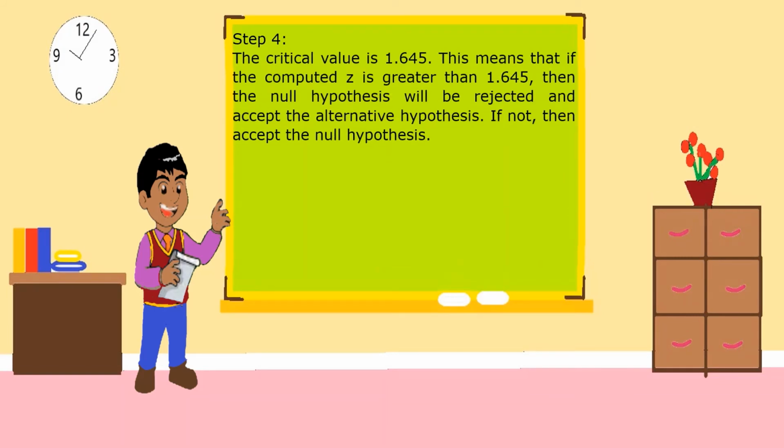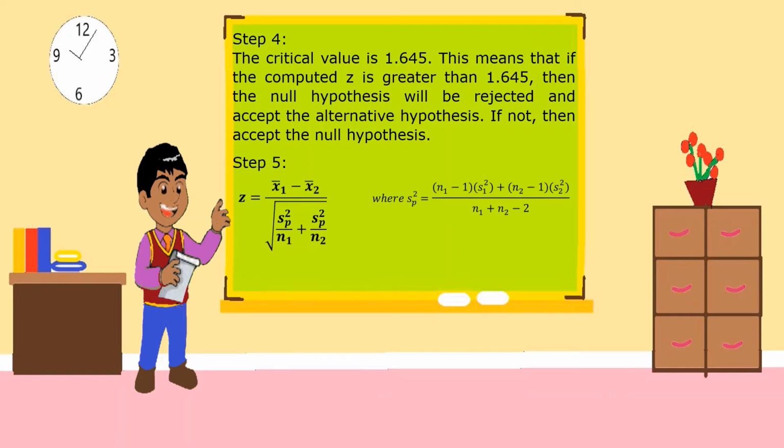Step 4, the critical value is 1.645. This means that if the computed z is greater than 1.645, then the null hypothesis will be rejected and accept the alternative hypothesis. If not, then accept the null hypothesis. Step 5, this is our formula with our given. The sample mean for men is 108, the sample mean for women is 105. Standard deviation for men is 10. The standard deviation for women is 11.